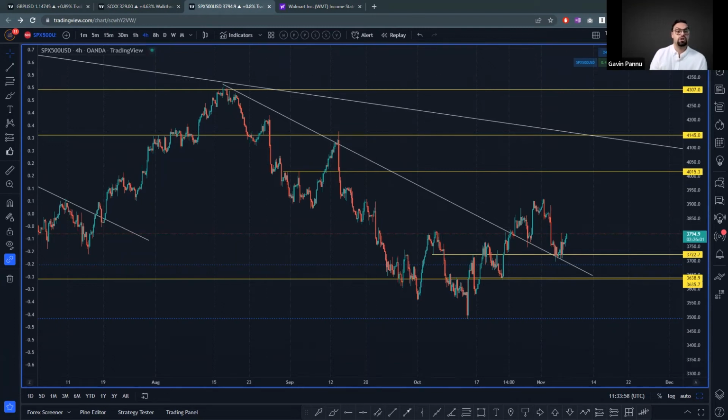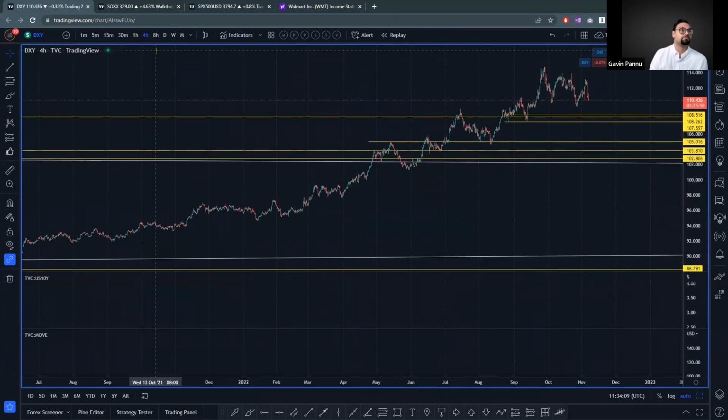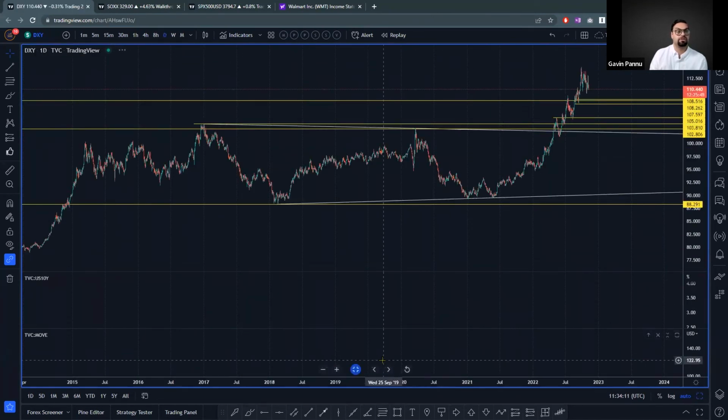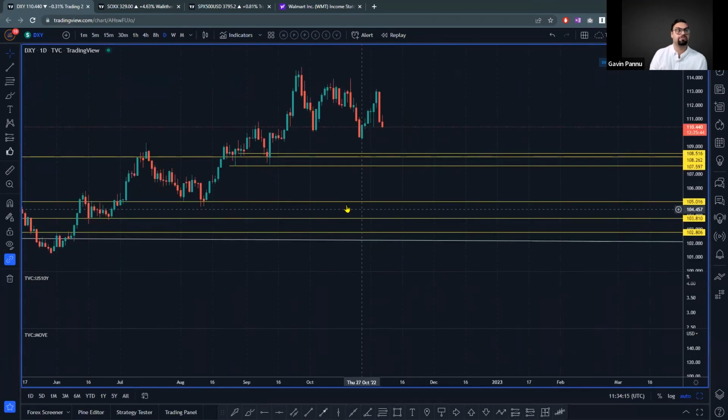Now, let's have a look. What else do I want to look at? Let's have a look at the dollar, right? The dollar being in focus. Should we have a look at the daily picture view? Okay, so this is what we're seeing on the daily picture view.